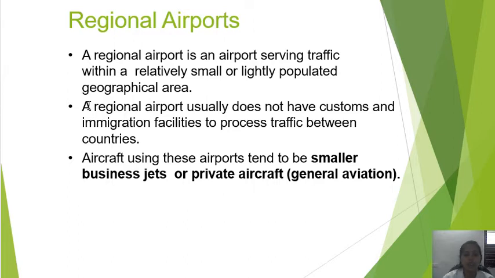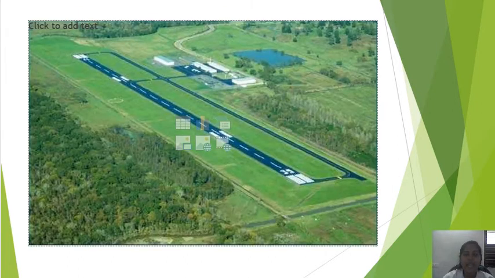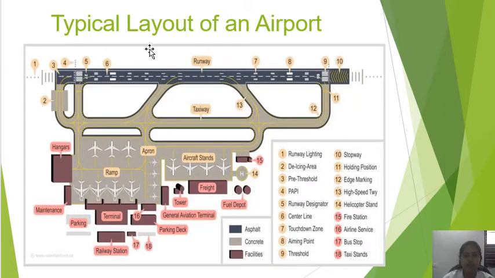The aircraft using these airports tend to be smaller business jets or private aircraft. So this is an example of a regional airport, which is smaller in size when compared to the international airport. Now, this is the typical layout of an airport.